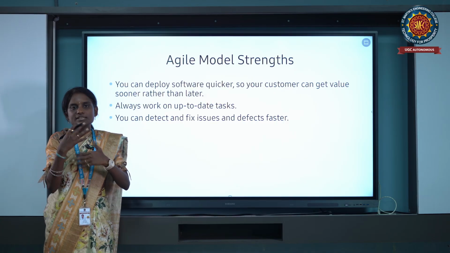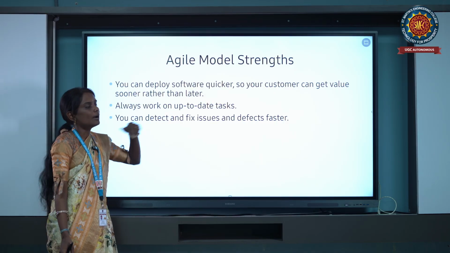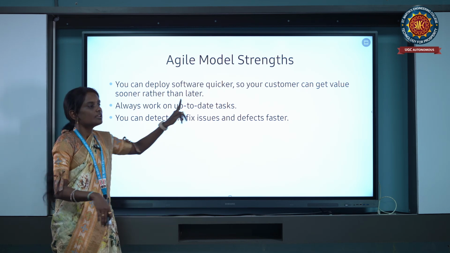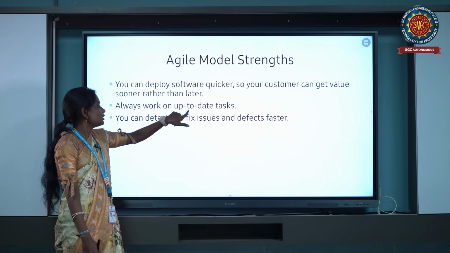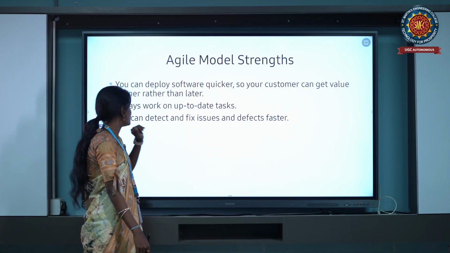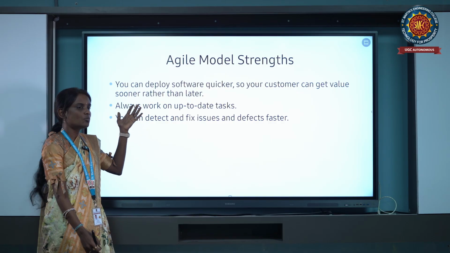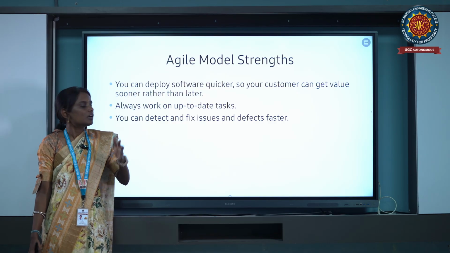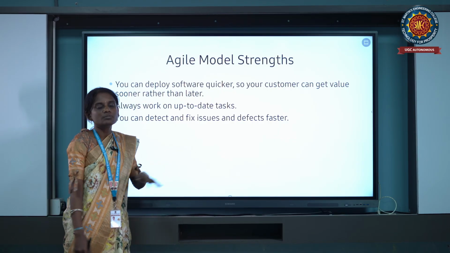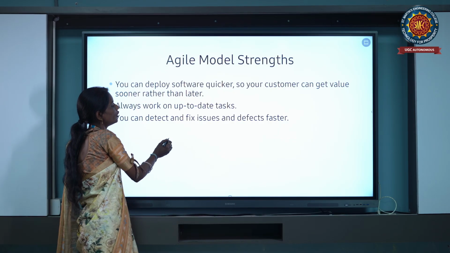If you are giving the customer the update, then you will be getting up-to-date information related to the development of the product, and you can also detect and fix issues faster. In this agile model, you can detect the errors and fix those errors at the early stages, so that the customer will be satisfied with the product.